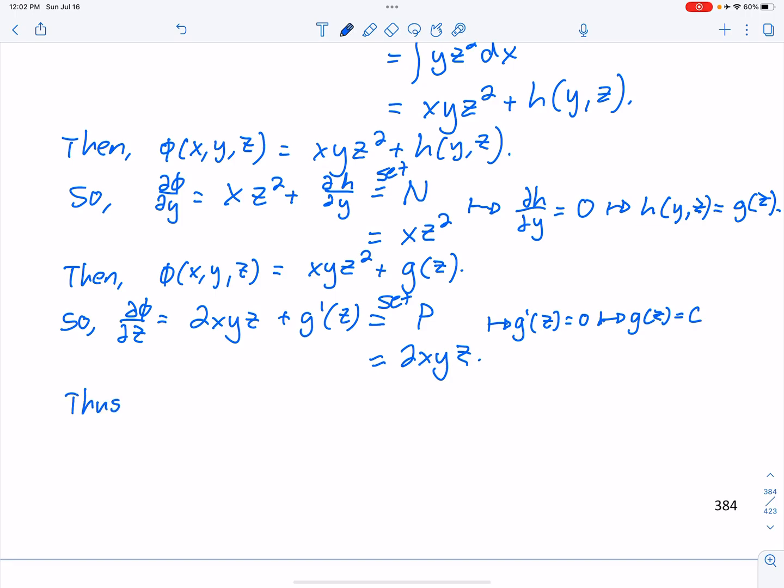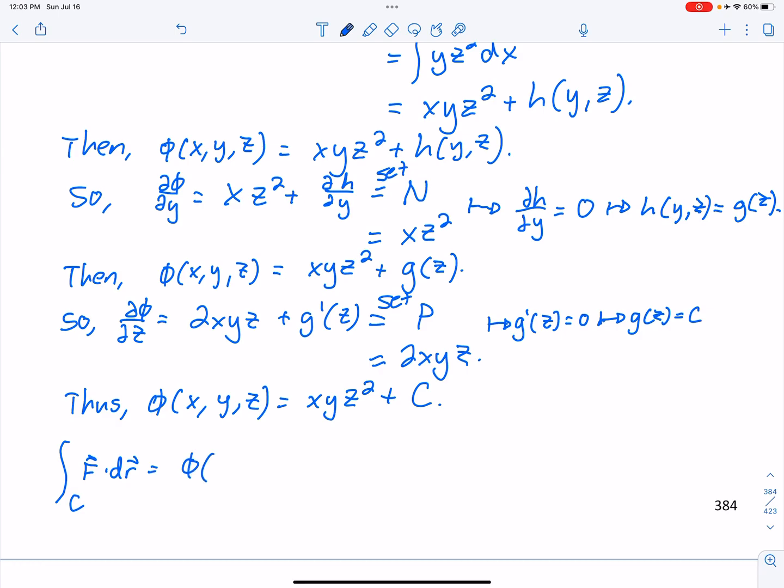Thus, now we have phi of x, y, z equals xyz squared plus c. Now we can use that fundamental theorem. The line integral over C of the vector field times dr is equal to phi of, and we just plug our points in. The two points, I have them here in my notes, is (1, 3, 2) minus phi of (0, 0, 1). And that's going to end up with a nice pretty 12.